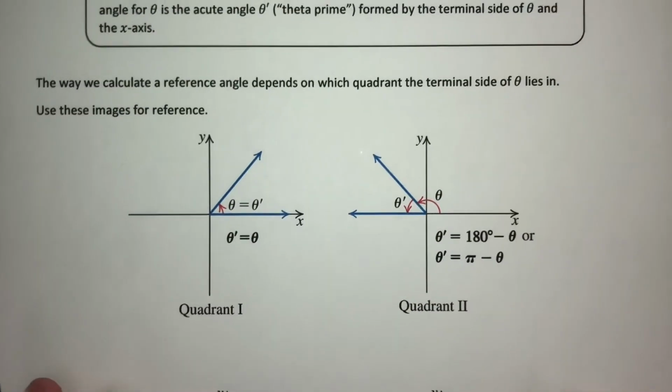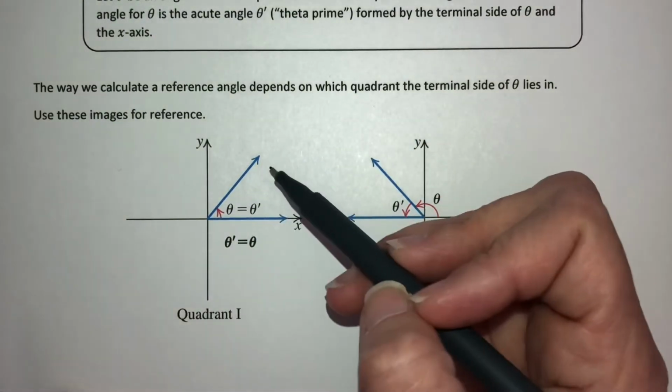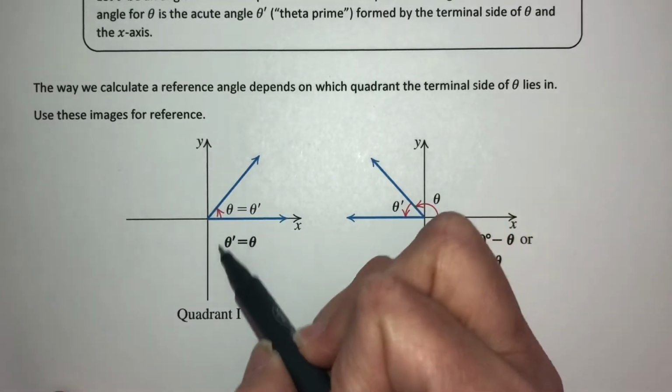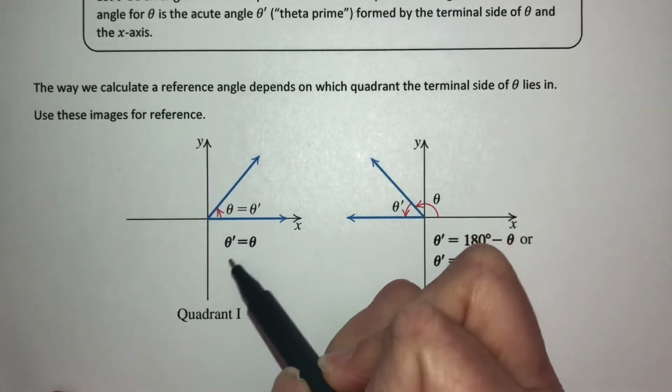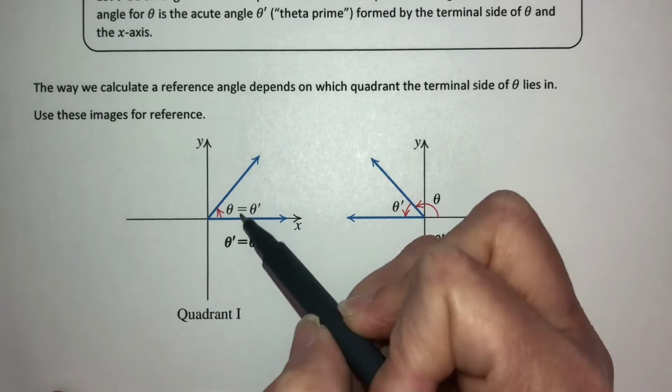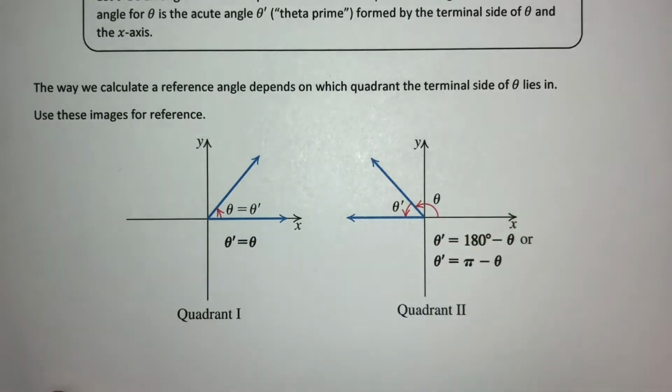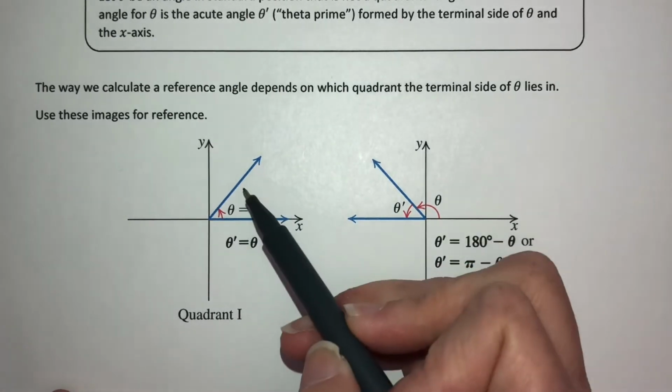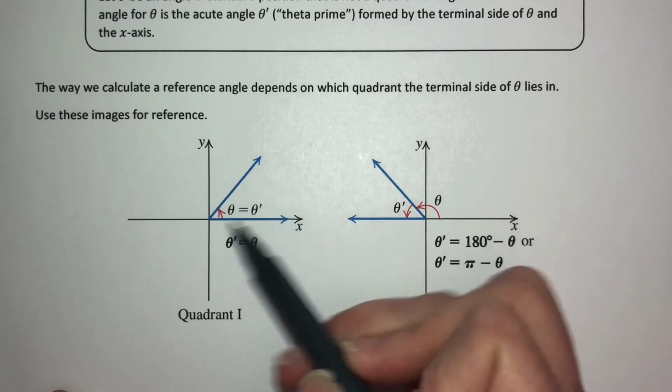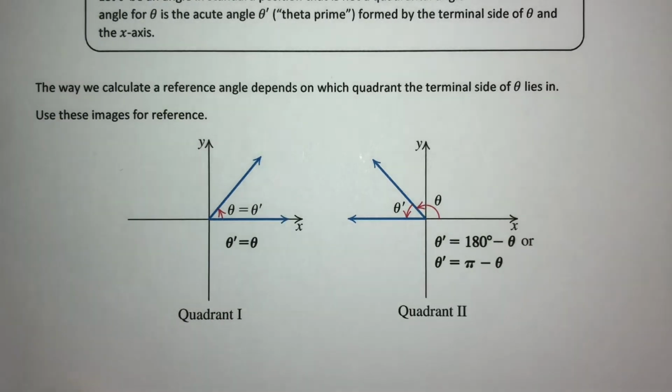So if our terminal point lies in quadrant 1, then our reference angle, which we're labeling theta prime, is equal to the angle. Our reference angle is always going to be an acute angle, so we'll be finding our trig values for something less than 90 degrees, or less than pi over 2 if we're in radians. So if you're in quadrant 1, your reference angle is the angle itself. This is your easiest case.